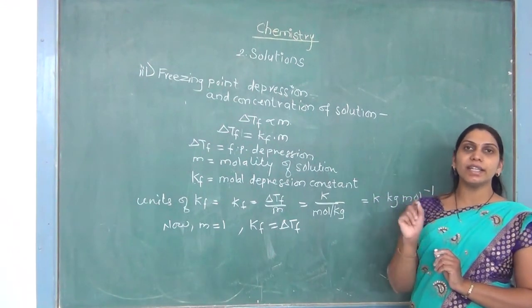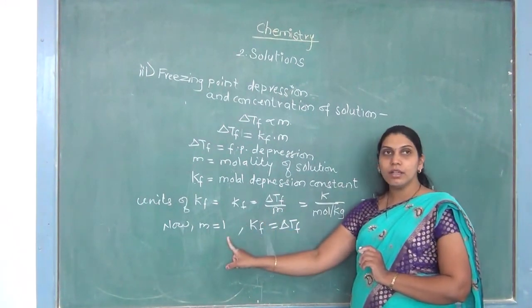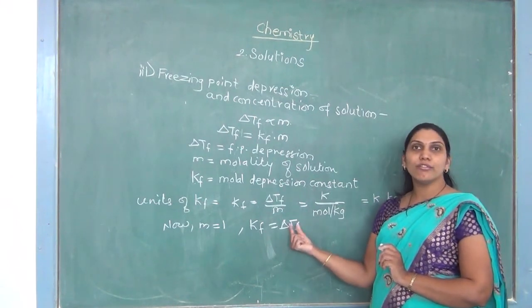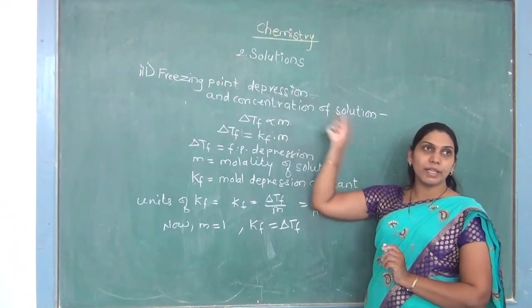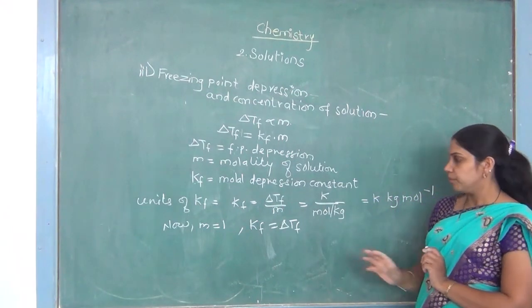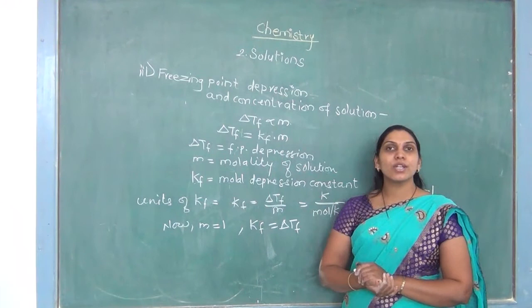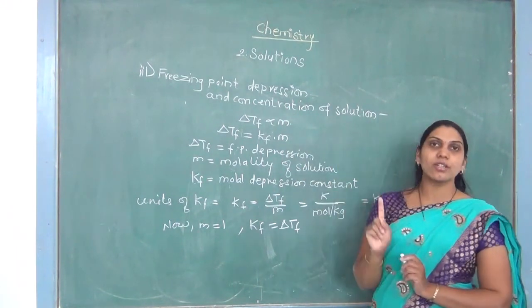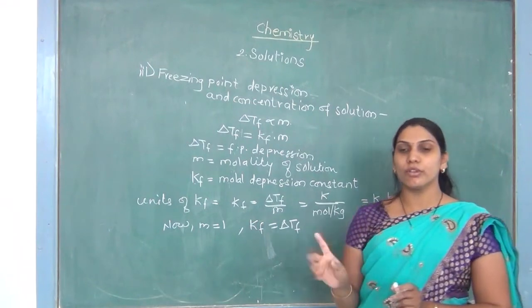Whenever the molality of the solution is 1, Kf can be defined as the delta TF, which is the freezing point depression produced by 1 molal solution. Now we'll study the relationship between freezing point depression and molar mass of solute.